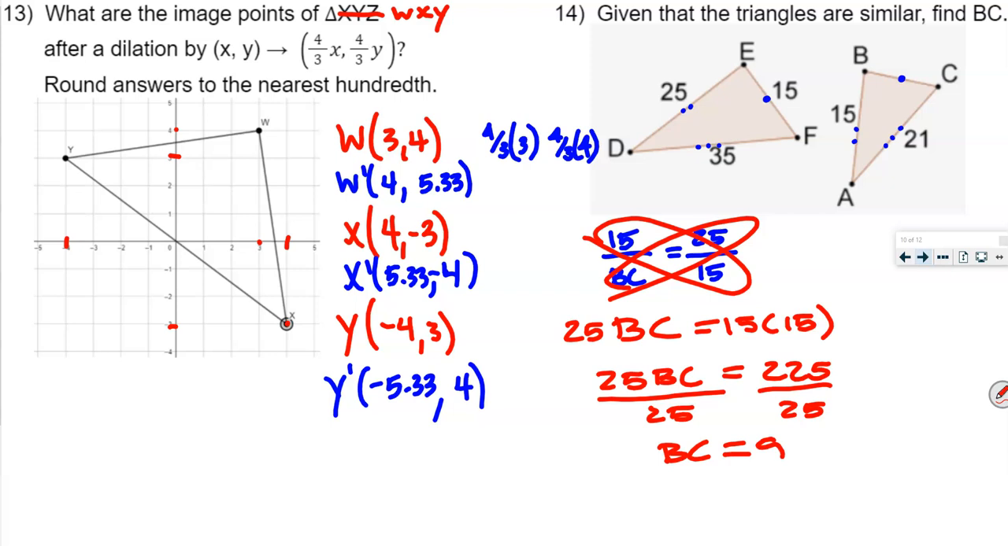Now remember, you can check this, okay? So 15 over 9, is that equal to 25 over 15? Well, 15 over 9 was 1.67, and so was this, okay? So it's an easy way to check it.